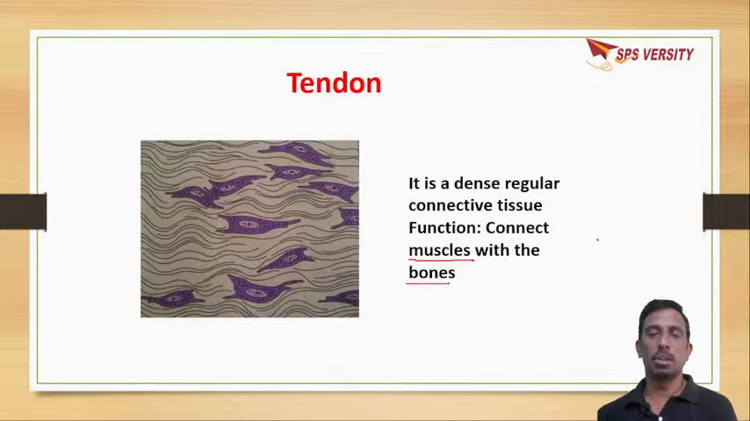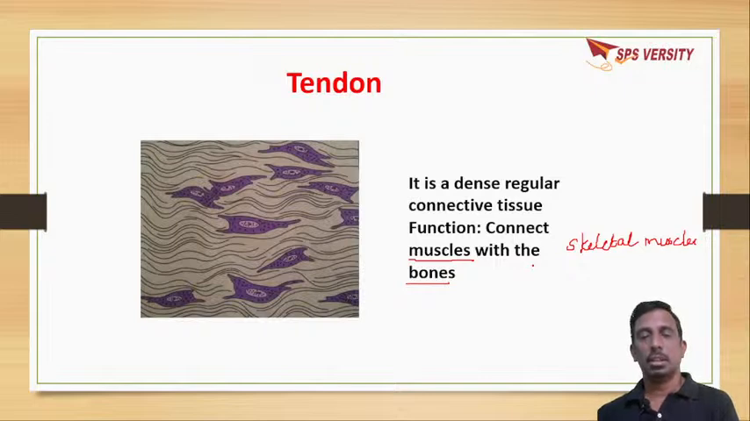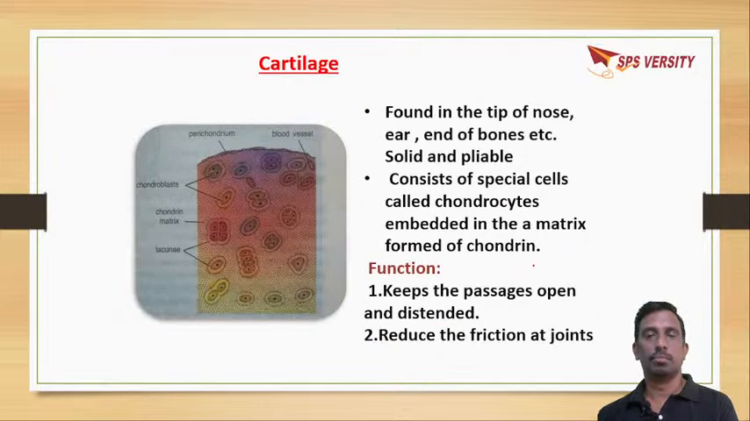Generally, when you come to skeletal muscles, that means the muscles associated with the skeletal system, like the forelimb and hind limb, these muscles are associated with bones. And between muscle and bone, there is a connective tissue called tendon.